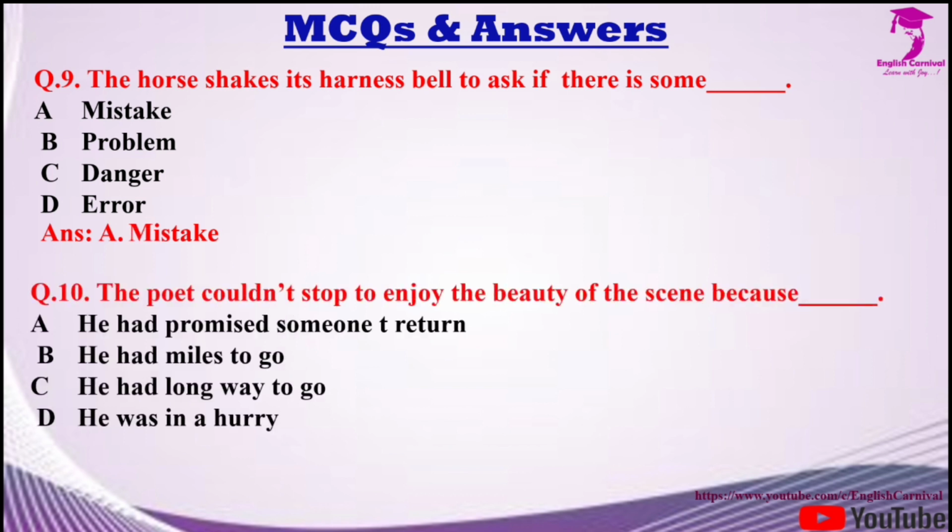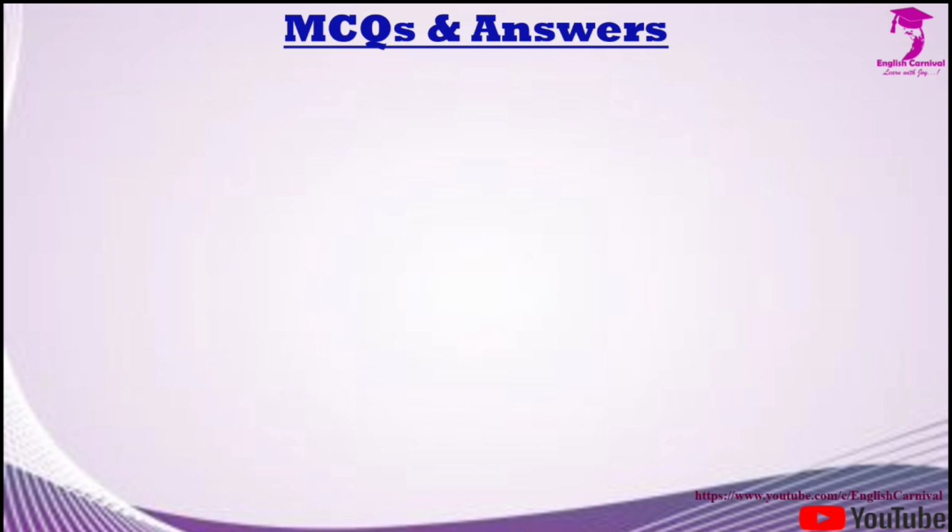Question number 10, we have the poet could not stop to enjoy the beauty of the scene because dash. Options are A, he had promised someone to return, B, he had miles to go, C, he had long way to go and D, he was in hurry. The correct answer is D, and he was in hurry.